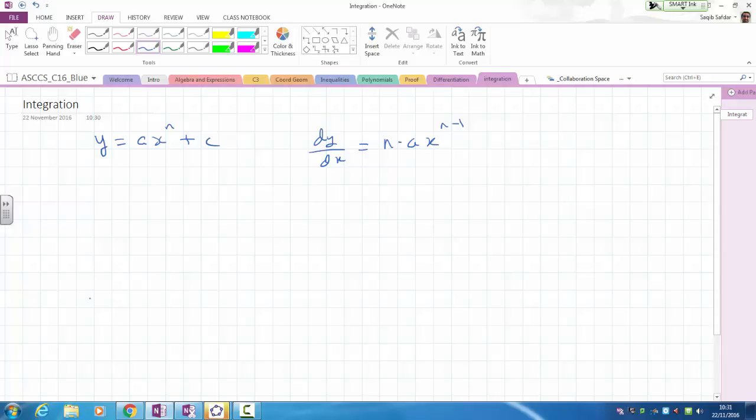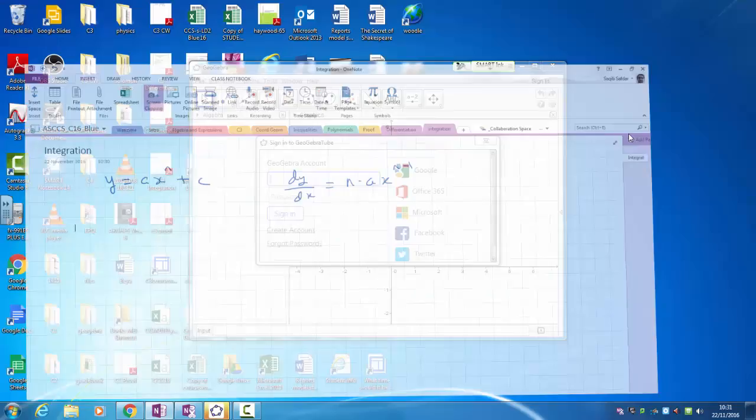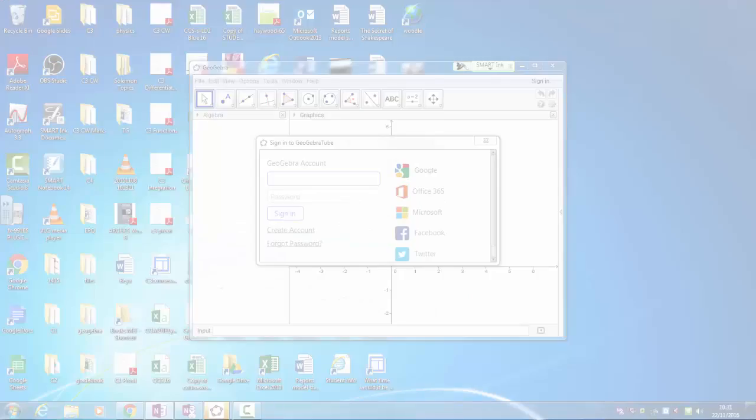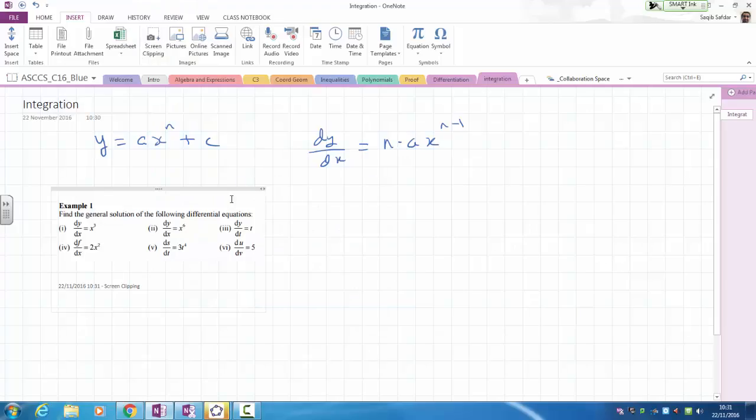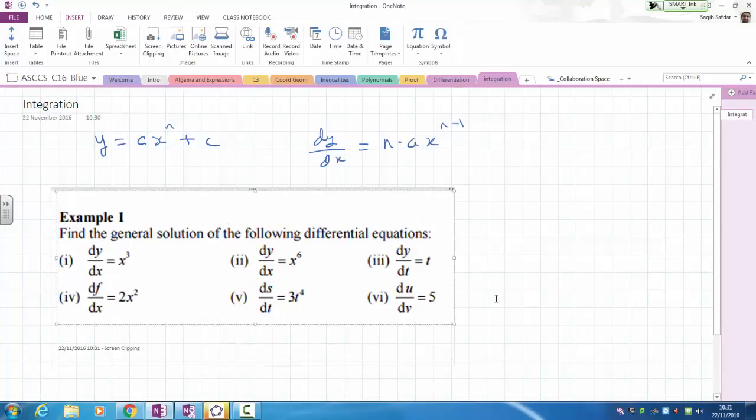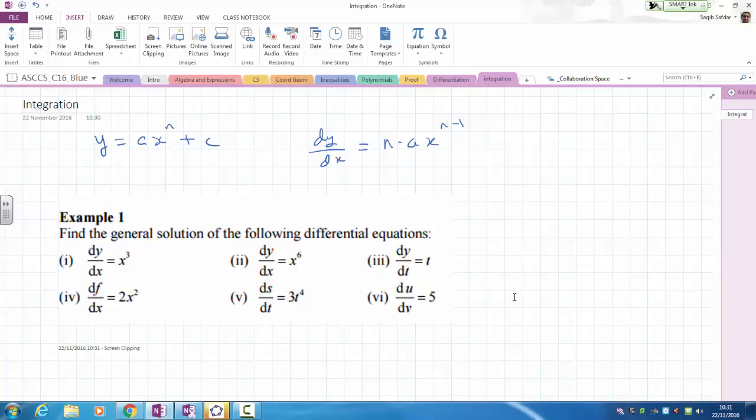Agreed? Right. What I'd like you to do, let me pose you a question. Say I've got a couple of questions like this. And these are the differential equations. In other words, this is what you get when you differentiate y. I'll give you 2 minutes. I'd like you to tell me what y could be. Okay, work in pairs, have a little think about it, and then we go for it. Off you go.